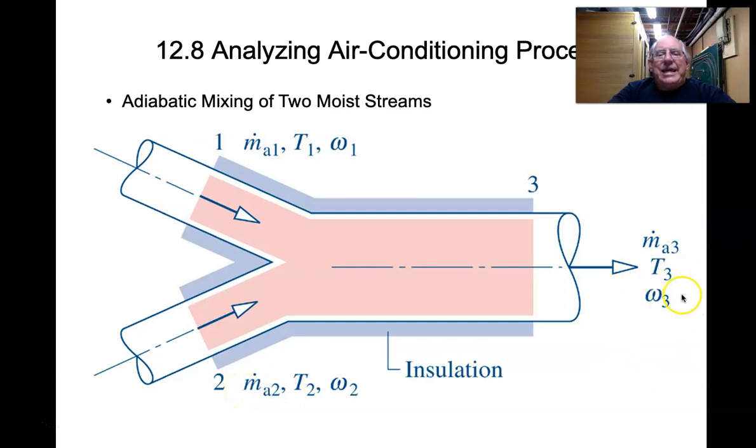The humidity ratio is going to be directly related to the two humidity ratios, again adding the two moisture components and dividing by the total mixture of dry air. And then the temperature that comes out would be a direct result of the first law of thermodynamics. And so again, this is a very common process that's associated with air conditioning.